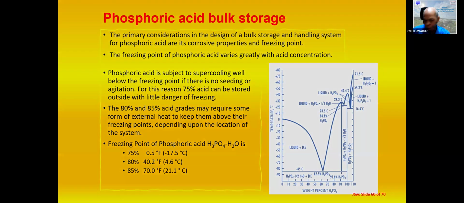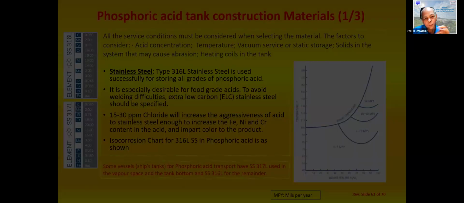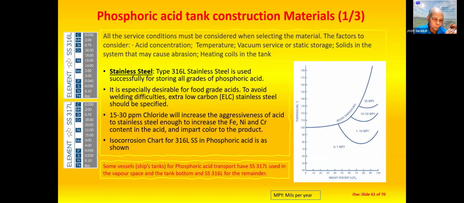Now, for construction material, all the service conditions must be considered when selecting the material. The factors are concentration, temperature, vacuum service or static storage, solids in system that may cause abrasion, heating coils in the tank. Stainless steel is a preferred material.